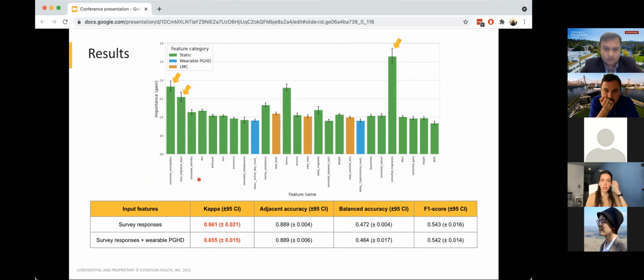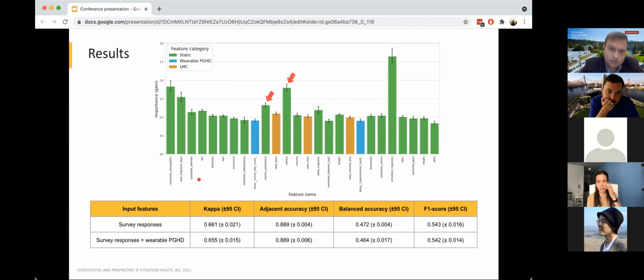So the bars that are in green are static features, so generally sociodemographics and comorbidities. In blue, we have the wearable PGHD features, and in orange, we have the lifestyle and medical changes features. So the yellow arrows point to features that are related to comorbidities, which we can see are the most important features taken into account to predict depression severity.